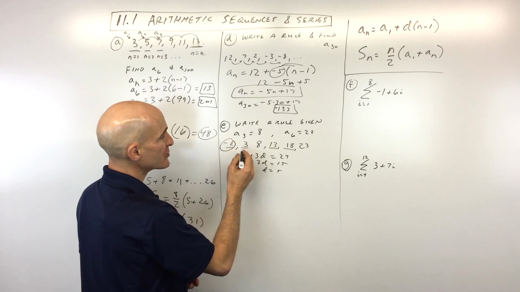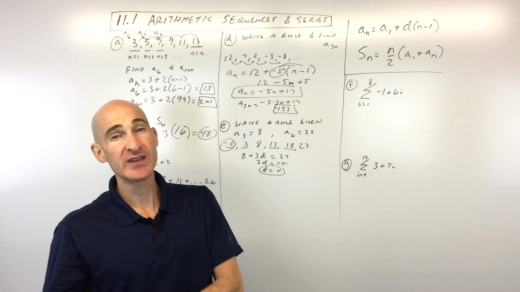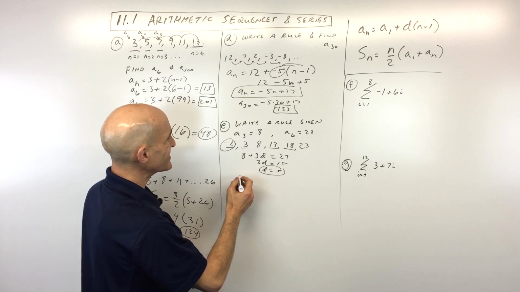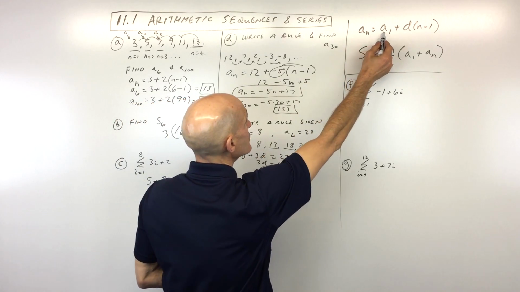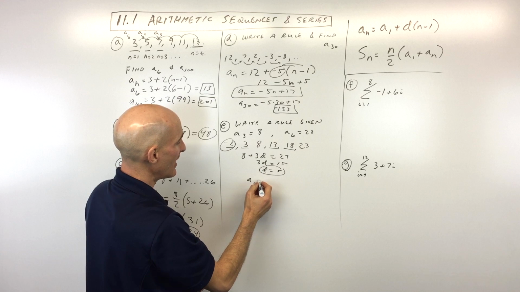So now we have the first term, we have the common difference. We could write our formula. Sometimes they're not so easy like that. So what I want to show you is another method, and that's what I'm going to do is write a system of equations. So what we're going to do is the first term, let's pretend we don't know the first term. Okay, say it's a sub 1.